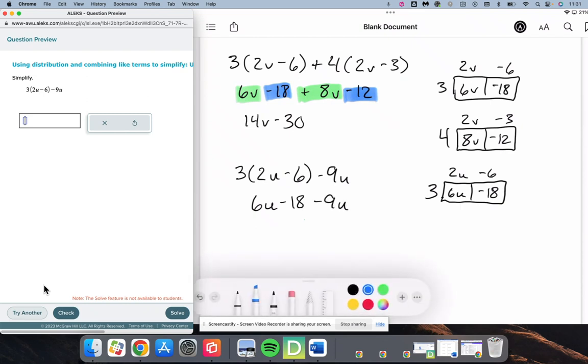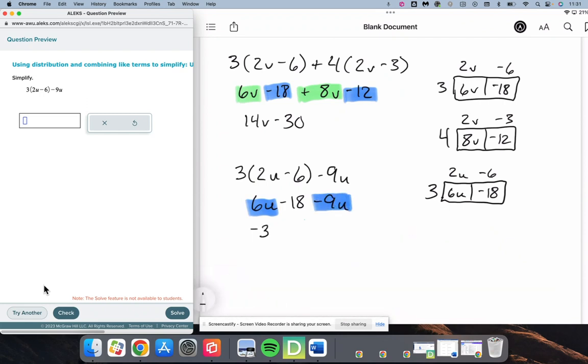I do see that I can combine the 6u and the negative 9u. That's going to give me negative 3u. What's left is minus 18.